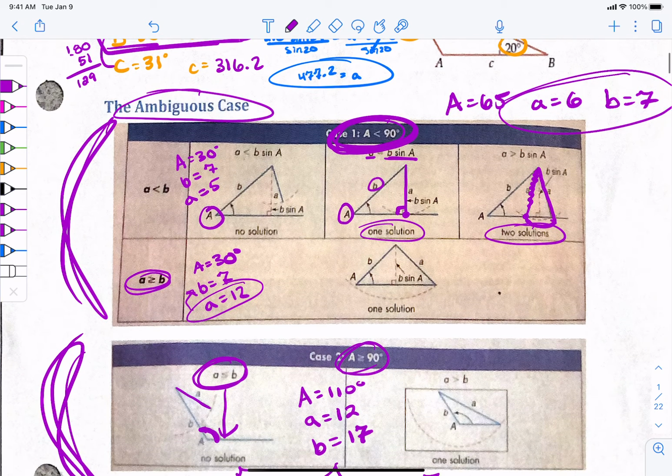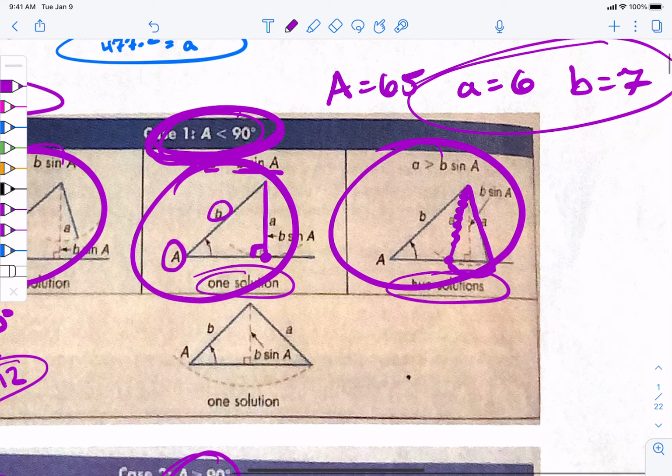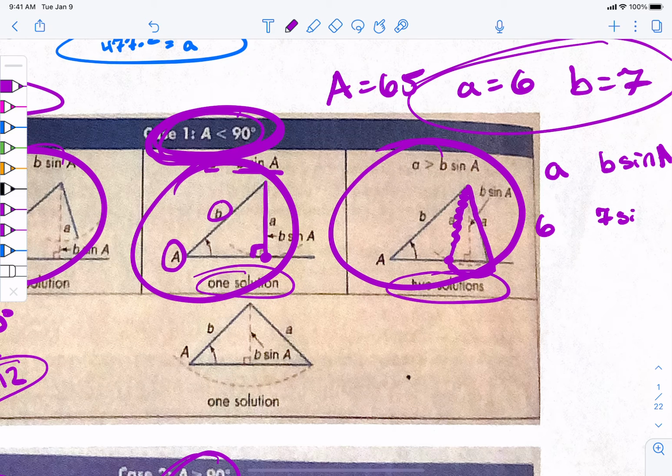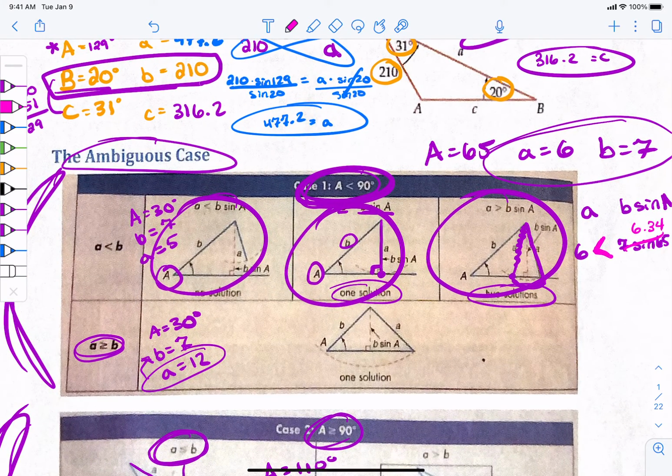Okay, a is smaller than b, right? So I'm going to have one of these happening. We've got to look at a in comparison to b times sine of A. a is 6, and we want to take 7 times sine of 65. What is 7 times sine of 65? 6.34. So a is smaller than 6.34, right? So what's happening here? No solutions. We don't have a triangle.